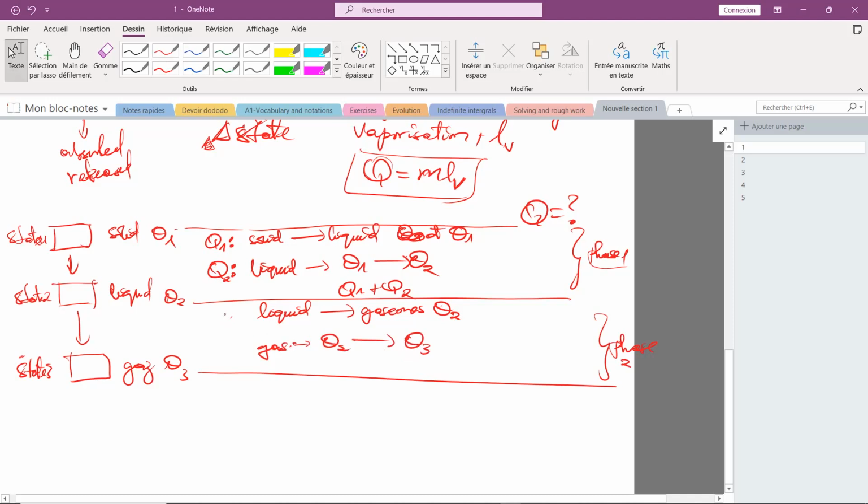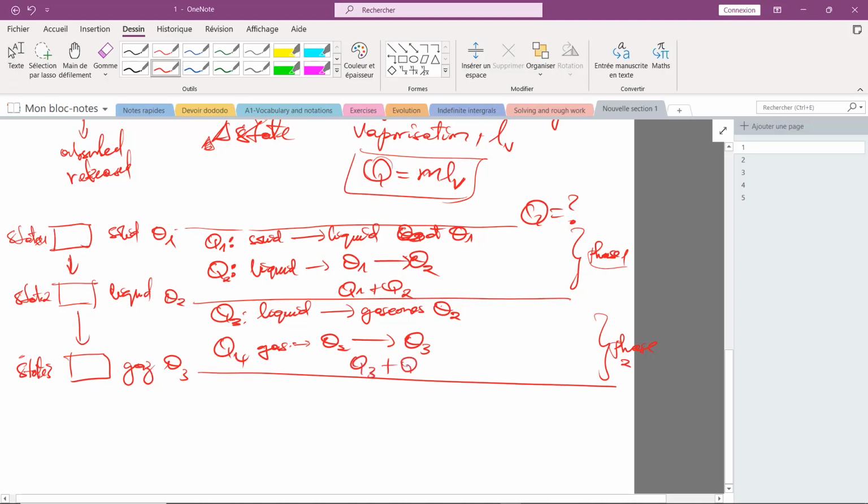So here, the energy that will be needed to convert the substance from the liquid to the gaseous state at the same temperature will be called what? Q3. Let's call it Q3. And the energy that will be needed to convert the gas that we have obtained from temperature theta 2 to theta 3 will be called what? Q4.